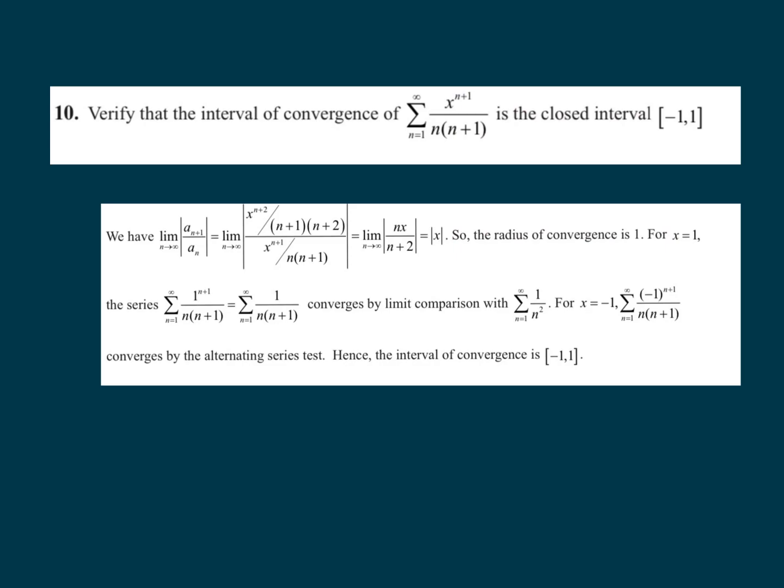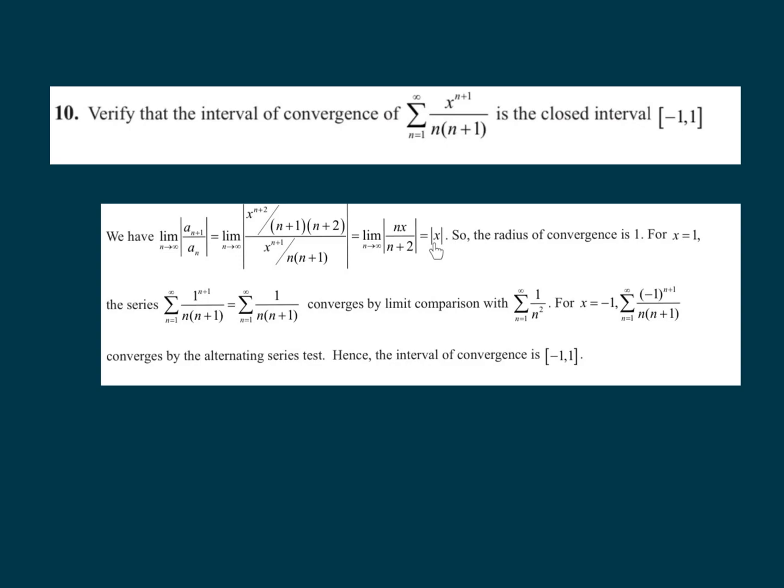Okay, next problem. We want to verify that the interval of convergence is the closed interval of -1 to 1. What will you do? Well, the ratio test. You will find a sub n plus 1 divided by a sub n, whatever you find. You take the limit, and the limit is the absolute value of x. So you impose that the absolute value of x should be strictly less than 1, so the series converges on the interval -1, 1.